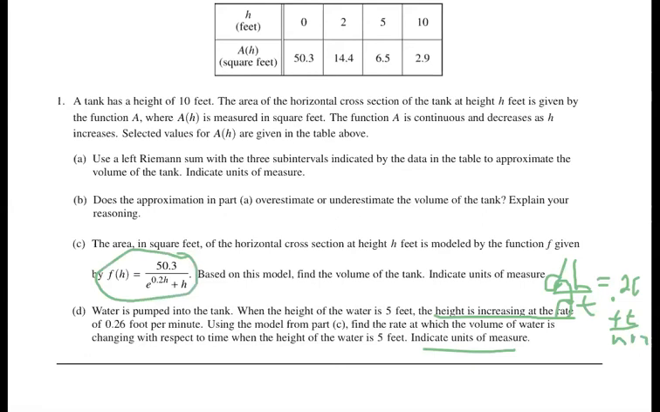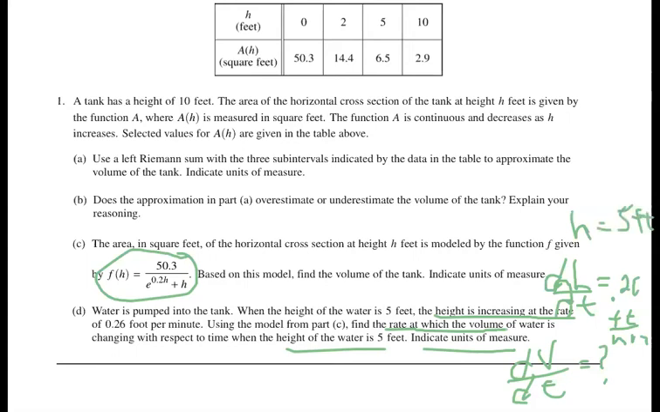Using the model from part C, find the rate of the volume of water changing with respect to time, and the height is 5 again. So we are looking for dV dt is what we want to find. And that's what we're looking for. We want to find that when h equals 5.